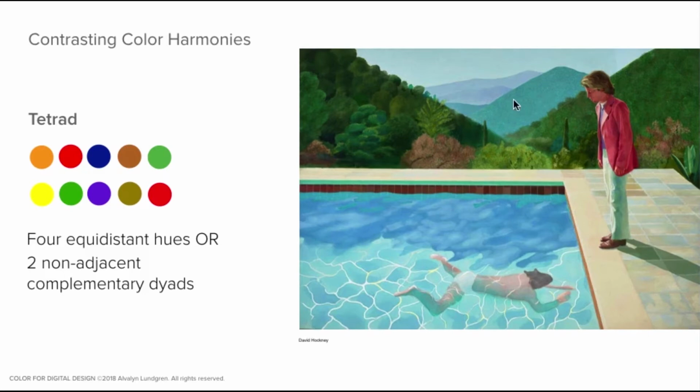This top area and along the right side we have red and green. The pool is blue and orange. So blue and orange are complementary, red and green are complementary.